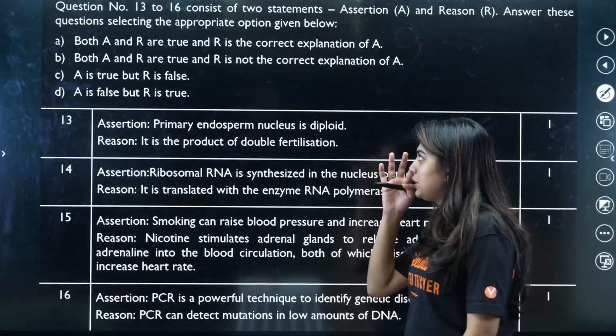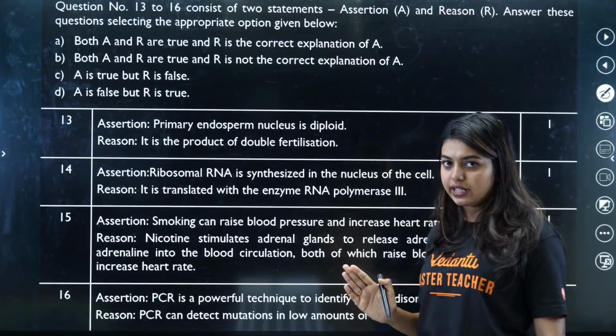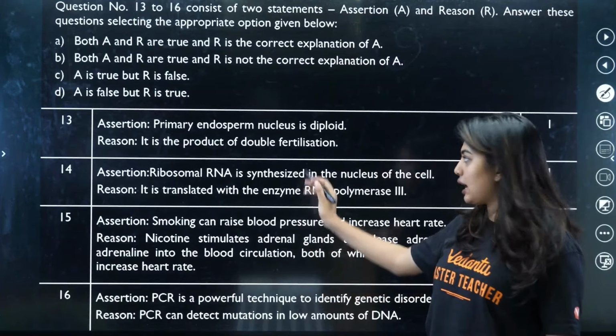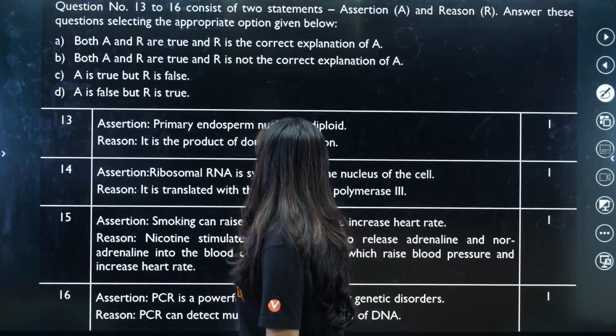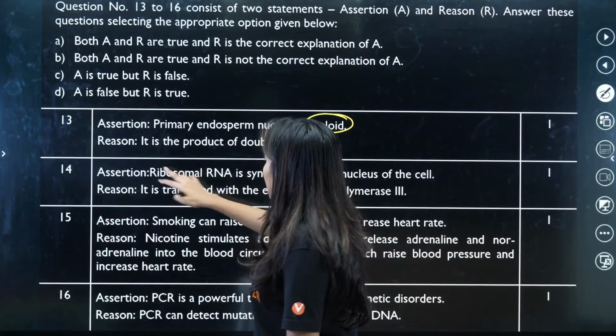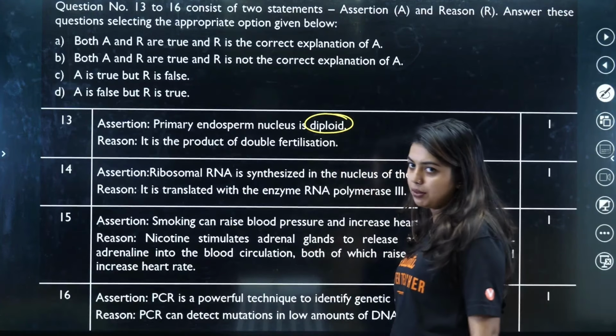Yes. Questions number 13 to 16 are assertion and reasoning questions. So, we have to solve this. I will write the answer here only, okay? I'll give you the explanation also. First one, primary endosperm nucleus is diploid. And the reason given is, it is a product of double fertilization.